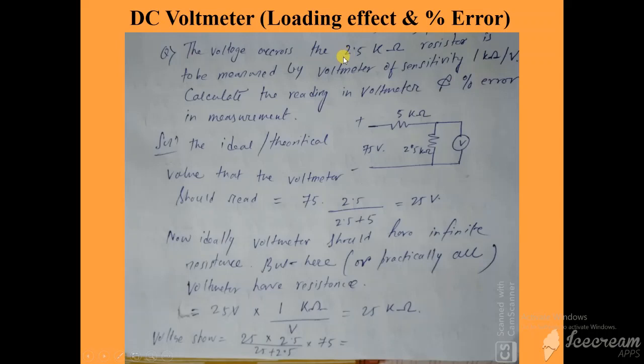Now the second thing is about loading effect and percentage error. So the voltage across a 2.5 kilo ohm resistor is to be measured by a voltmeter, which has a sensitivity of 1 kilo ohm per volt. The voltmeter property is this 1 kilo ohm per volt sensitivity. This is also known as figure of merit. Right? So calculate the reading of the voltmeter and the percentage error in measurement. So first, we need to measure the voltage when we connect. This is the circuit. So we are continuing with this question.